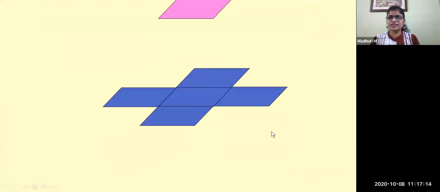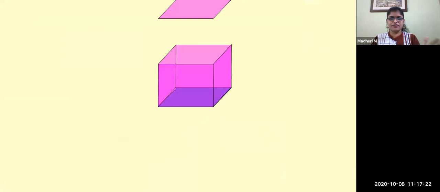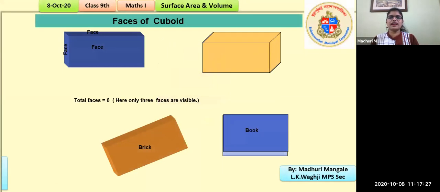So how many faces are there? The question is, how many faces are there? So these are the 6 faces. The first, second, third, fourth, the bottom is fifth, and the top is sixth. So total there are 6 faces. Even though on the screen you can see only 3 faces in the front, there are another 3 faces also. So the basic thing is that faces of a cube or a cuboid are 6. Right students? I hope so far everything is clear.